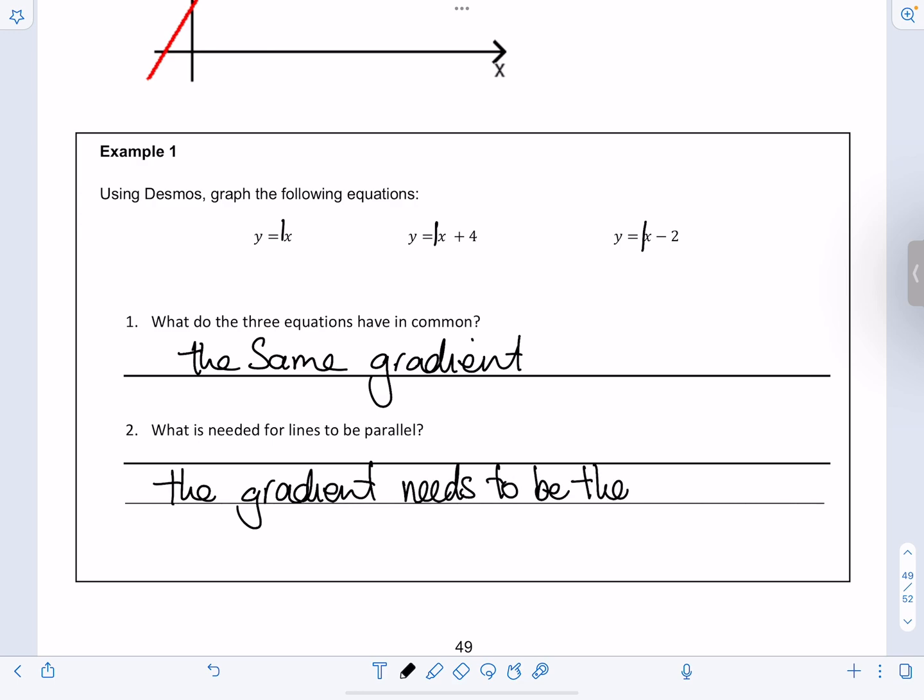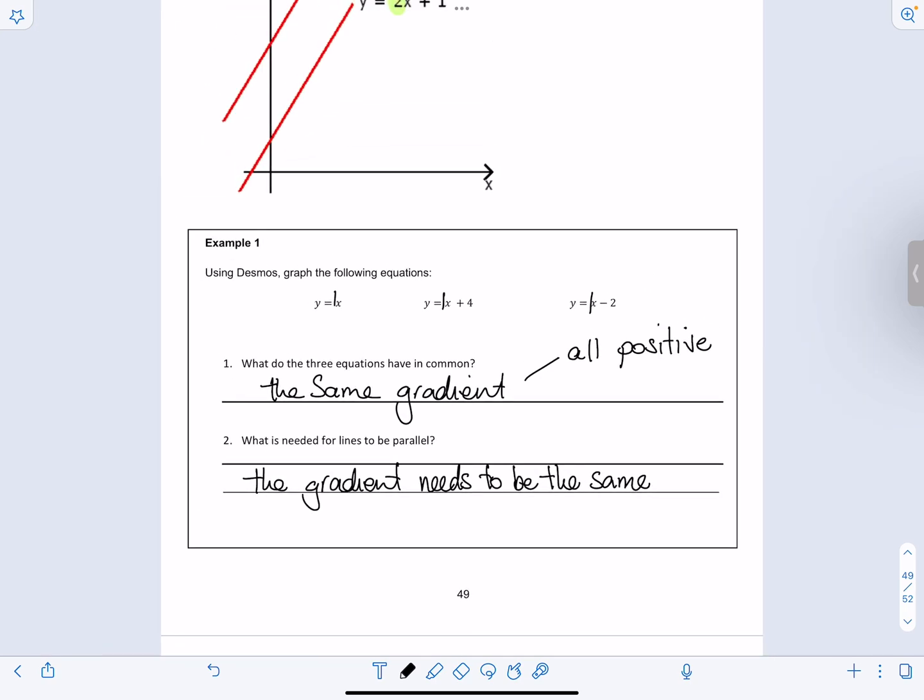The other thing, if we go back to part 1, what do the 3 equations have in common? Other things you can say is they are all positive. Okay. I guess that's it. They're all positive and the same gradient. So that's what parallel lines look like.